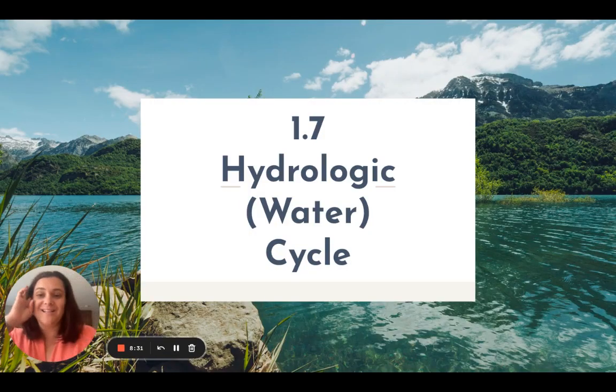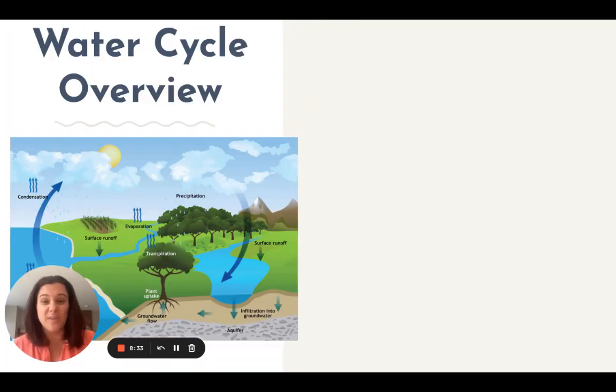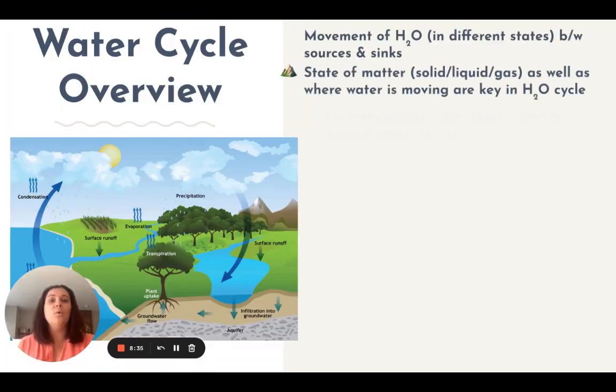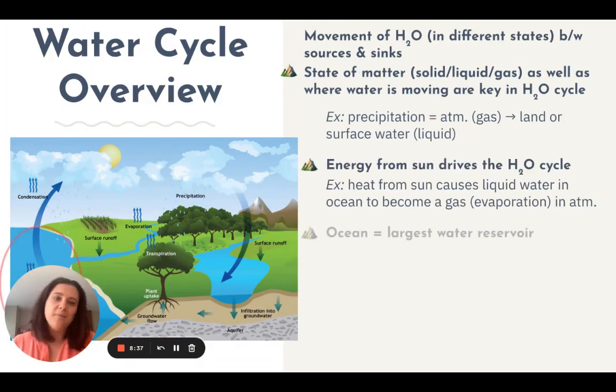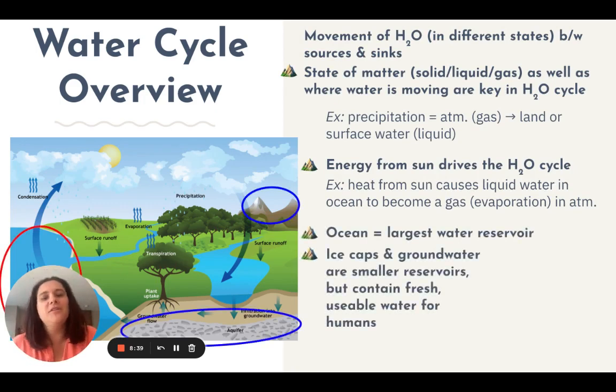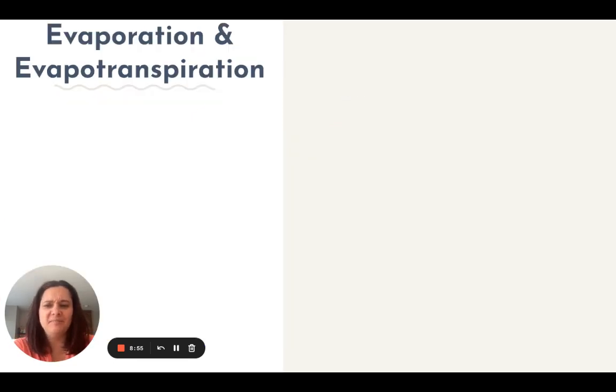All right, so we got the water cycle next. Again, this is going to be quick because we know this stuff. Okay, so water, I'm skipping through a lot of this. We know that the largest reservoir for water is going to be the ocean, right? We also have smaller reservoirs in the form of ice caps, groundwater, right? The aquifers underneath that also contain fresh, usable water for humans. I'm going to skip all that stuff. It's fine.